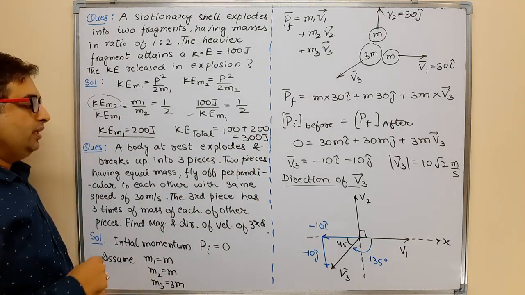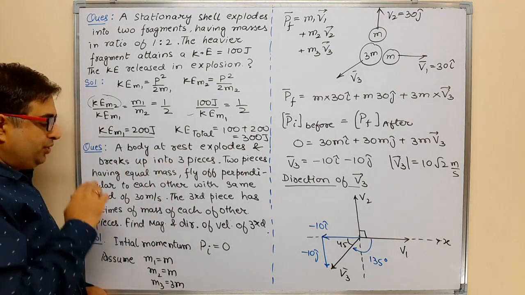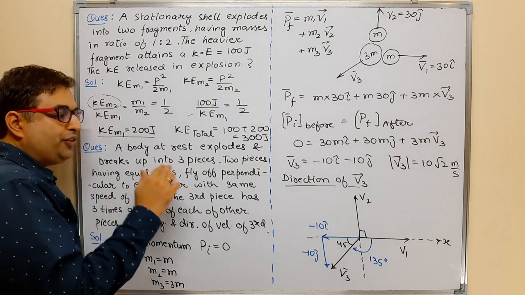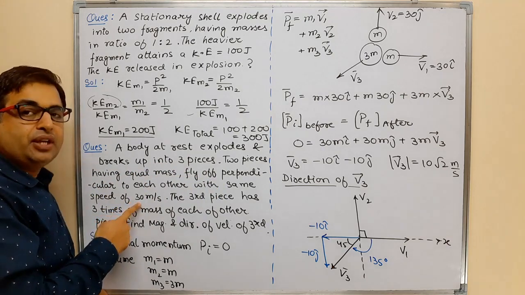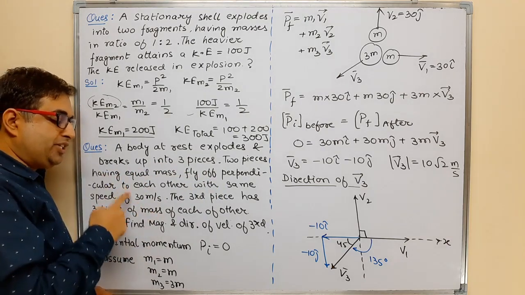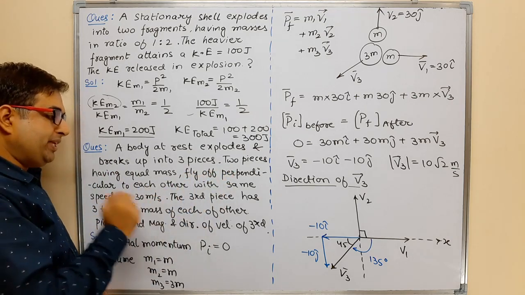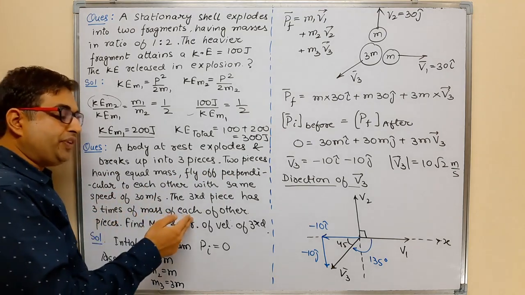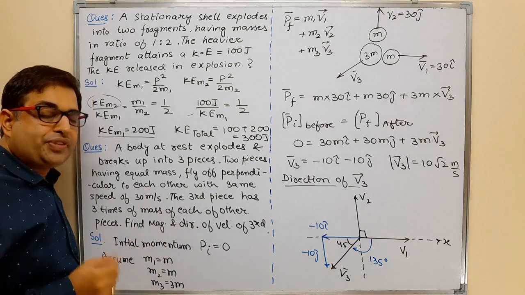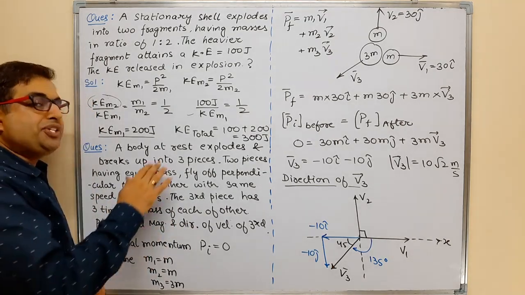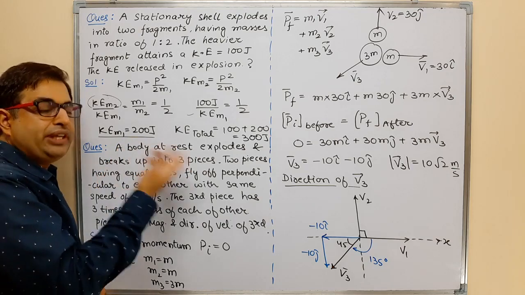Right? Next, a body at rest explodes and breaks up into 3 pieces. 2 pieces having equal mass fly off perpendicular to each other, okay, with same speed 30 meter per second. 2 fragments are having same masses and their speeds are also same and they are perpendicular to each other. Now the third piece has 3 times the mass of each of other pieces, okay. Find magnitude and direction of velocity of the third. Okay, so we know initially the bomb is in rest state. You can assume it as a bomb. It's written body, but we can assume it as a bomb.